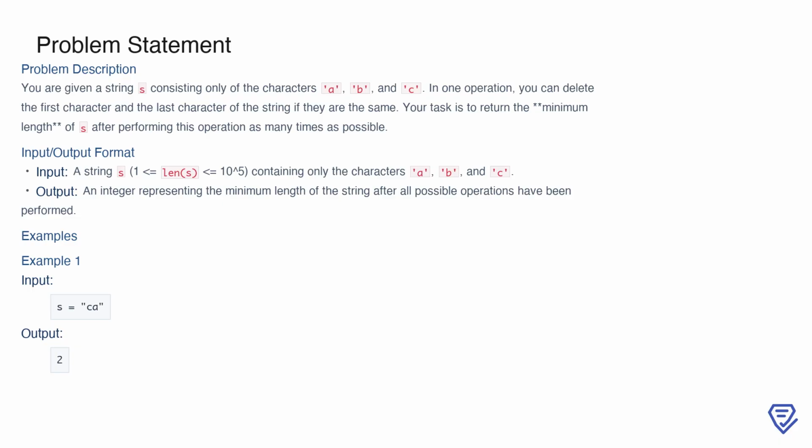If the input string is S equals CA, the first and last characters, C and A, are different. Since no operations can be performed, the minimum length of the string remains 2.